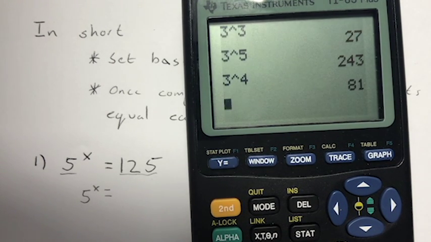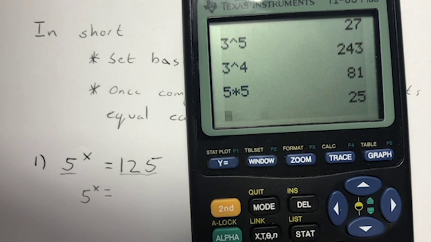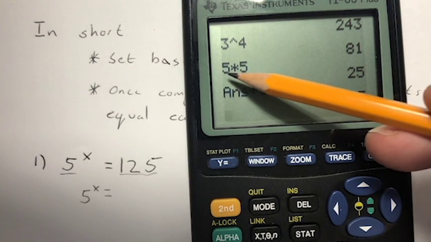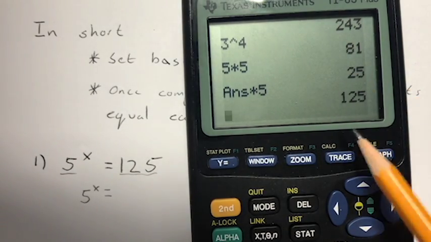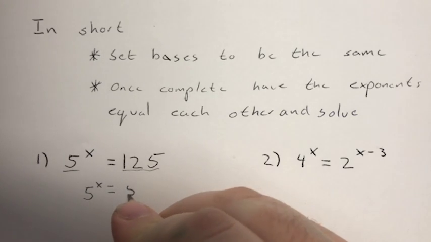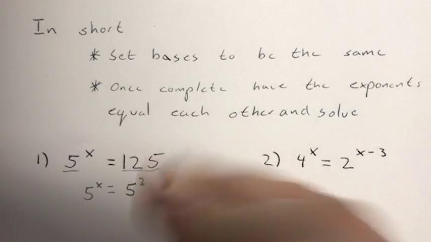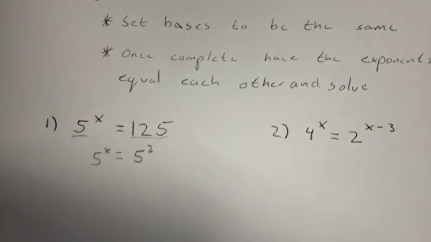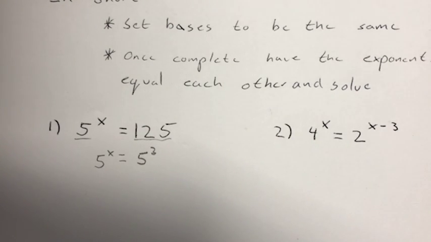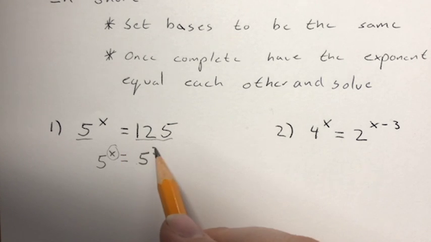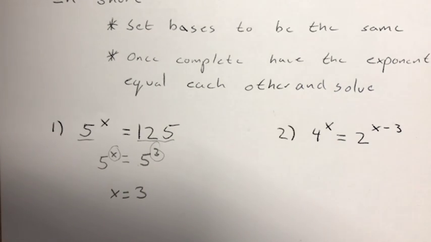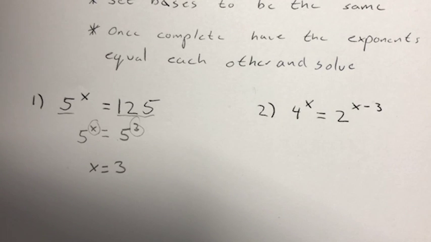I know my base is 5, so let's see what happens if I go 5 times 5. That gives me 25. Let me multiply that by 5 again. That gives me 125. What did I just find out? If I take 5 and multiply it by itself 3 times, I get 125, meaning my base is 5 and my exponent is now 3. So we can plug that in just to prove it: 5 to the third power equals 125. Now that I have both of them set to the same base, I can simply take these two exponents and set them equal to one another. x is equal to 3. I'm done. All right?